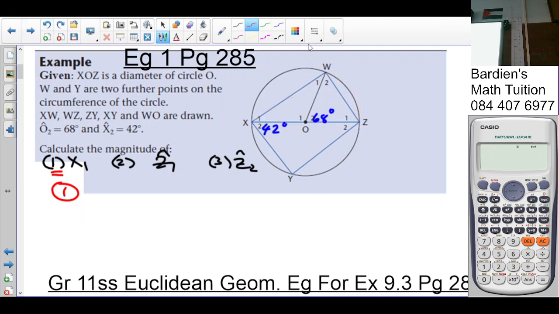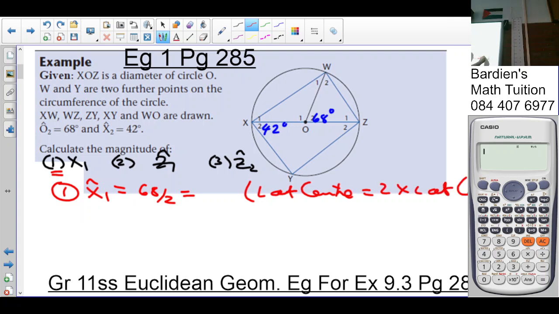So what can I say? X1 is equal to 68 divided by 2. Why? Angle at center is equal to 2 times angle at circumference. 68 divided by 2 is 34 degrees. So what I do is I write it in on the diagram. Why? So that at one glance, by looking at the diagram, I know exactly what I calculated, so what I can use.